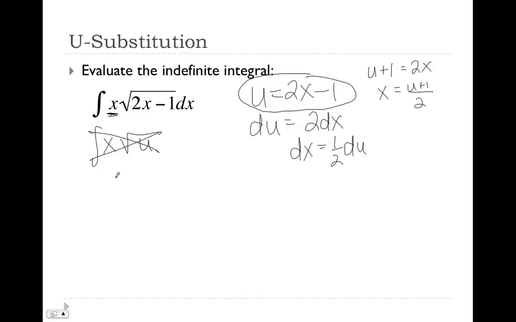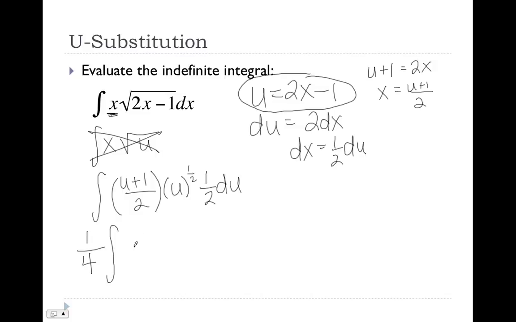Let's go back to the original problem and make as many substitutions as we can. x, what can I substitute for x in terms of u? u plus 1 over 2. Square root of 2x minus 1 is the square root of u. I'm going to call this u to the 1/2. And then dx is 1/2 du. Now each x term has been replaced with an equivalent substituted u term. I'm going to take these constants and move them out front of the integral. You don't have to, but I tend to lose constants. So now I have 1/4 times the integral of u plus 1 times u to the 1/2 du.